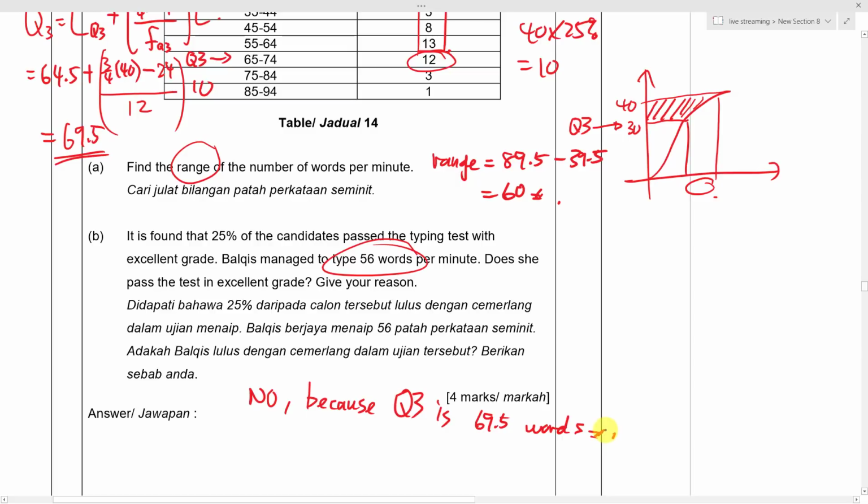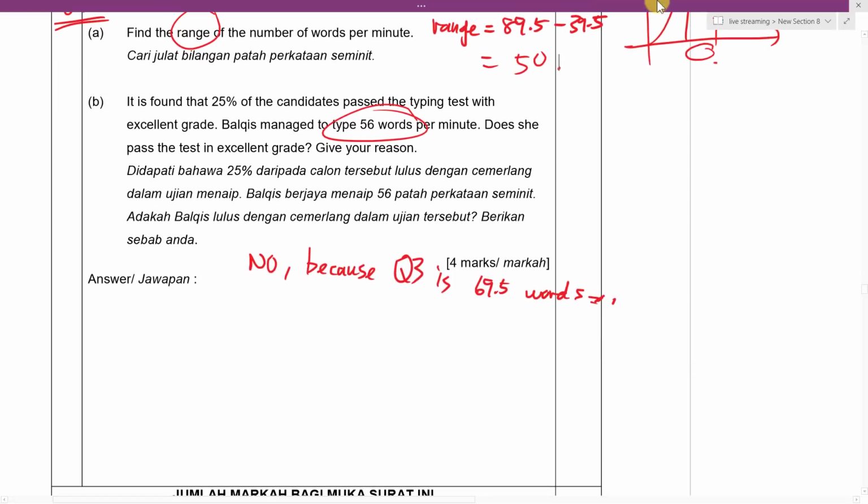The range is 50, not 60. Oh, it's 50. Is the answer correct? 50? I'm not sure. Yeah, it's 50. 8 minus 3 is 5. I'm not sure why I wrote 60. But anyway, I hope you got it.